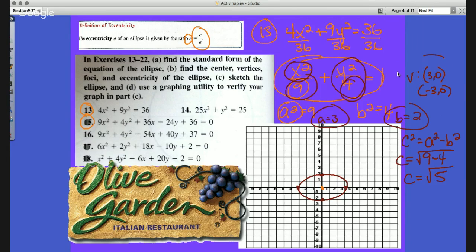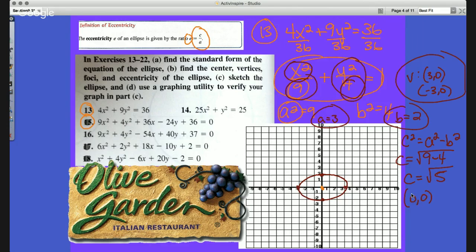So my vertices are here. What else do I need? I've got my center 0, 0. The only thing I need is my foci. Well, I know my foci's got to fall somewhere in here and here. So to do this, what we can kind of do is start with your center 0, 0, and I know I go right square root of 5 and left square root of 5.